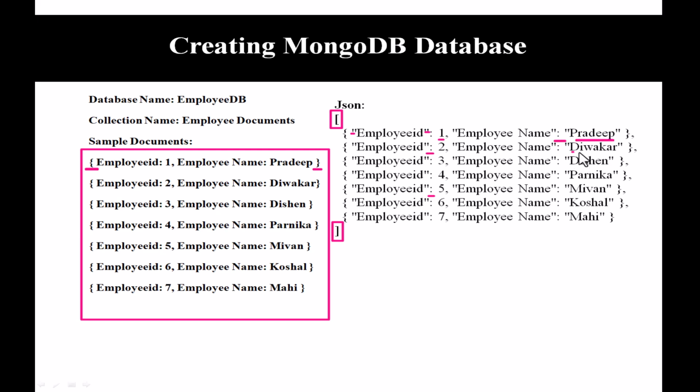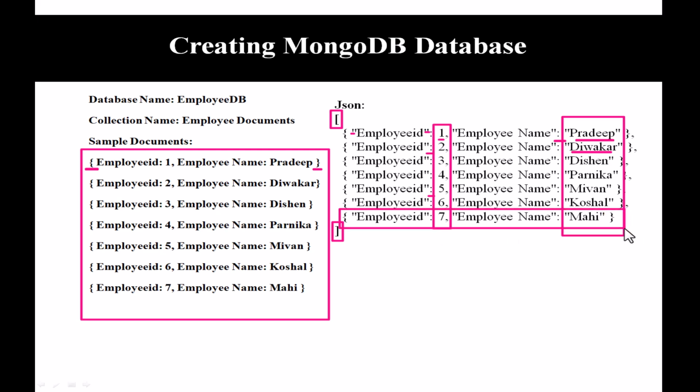Here, employee ID 1, colon, followed by the ID. Next, colon followed by name. Here we are using key-value pairs only. The numerical values 1 to 7 are taken as numbers, and everything else is treated as a string. If you notice, everything is separated by commas, and each particular record starts with a curly brace and ends with a curly brace.